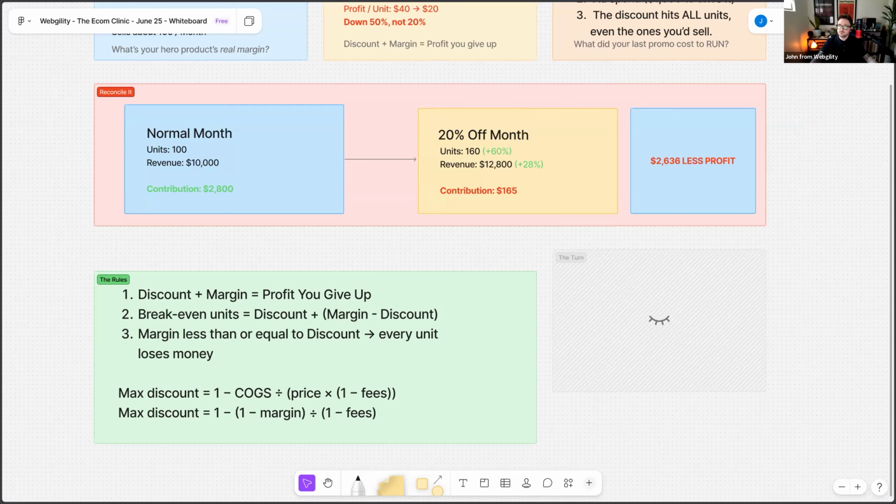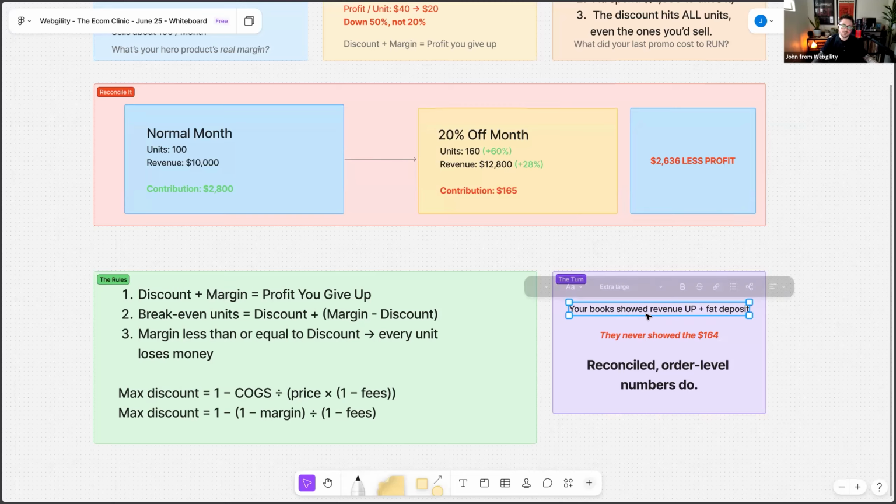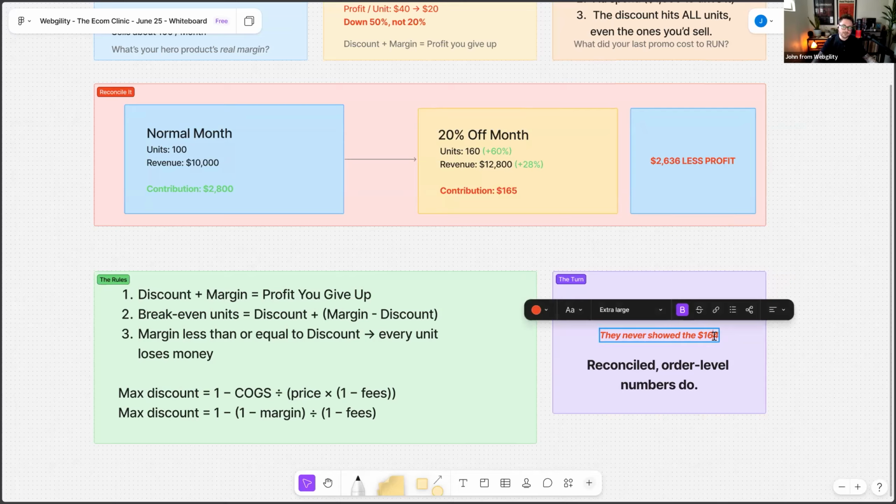Right. So the last thing here is, and I kind of explained this, but I wanted to uncover it, right? Your books showed the revenue going up plus that fat deposit that we talked about, but they never showed the 165. I typed 165. There we go. And what this all points back to is that reconciled order level numbers are what you need at the end of the day, right?